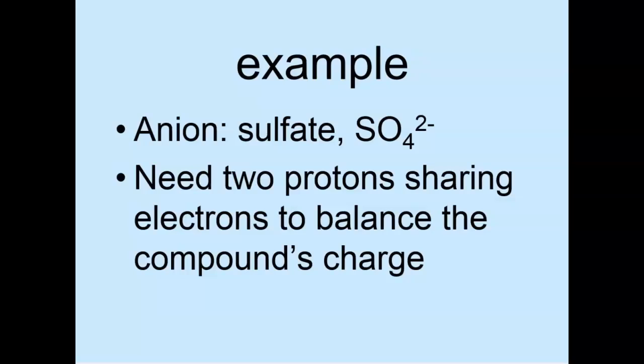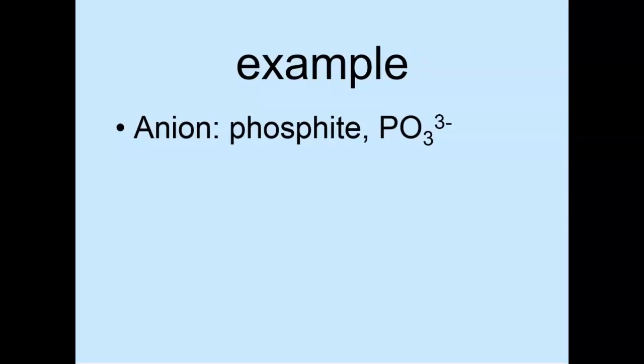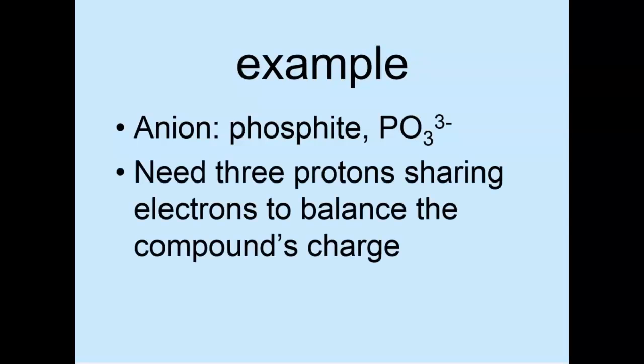Here's the next anion, sulfate, SO4 2-. How many protons do I need to add to get the 2- to 0? Well, 2 protons. So what am I going to get? H2SO4. Here's another example. The phosphite ion, 3 negative charge. How many protons do I need to add to that to get to 0? 3 protons. And so that will get the charge to 0. It'll look like H3PO3.